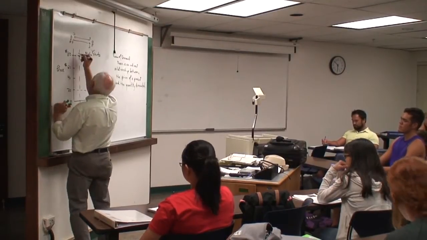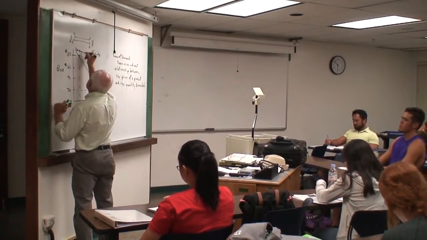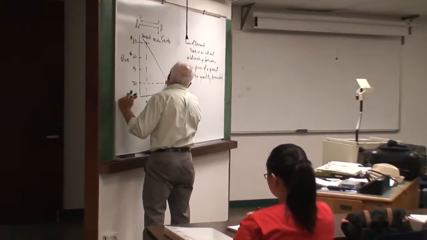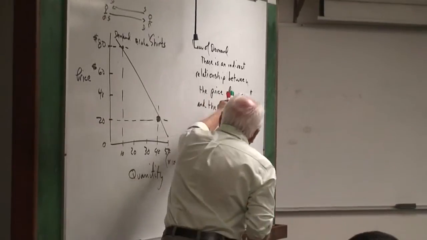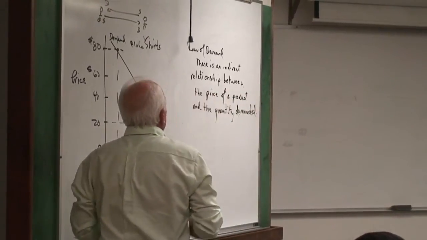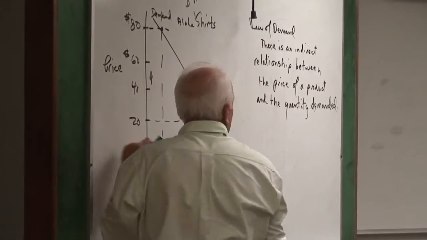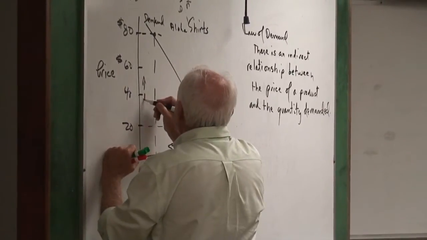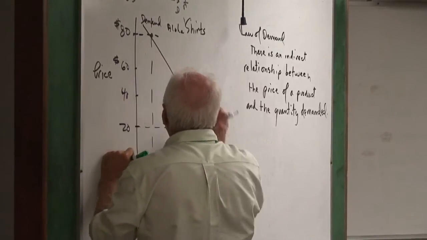And this forms the demand curve along this line, suggesting that there's an indirect relationship between the price of the product and the quantity demanded. If the price goes up, you don't want as much. If the price goes down, you probably want more. Okay.